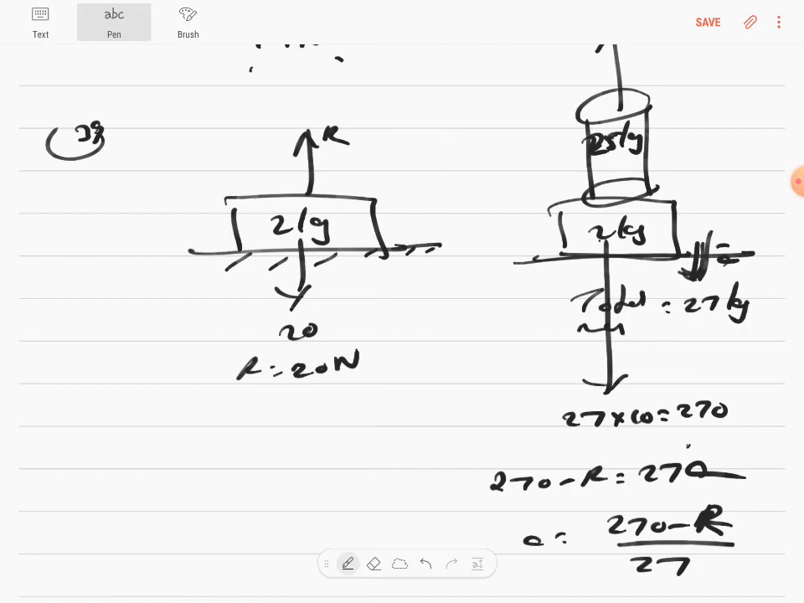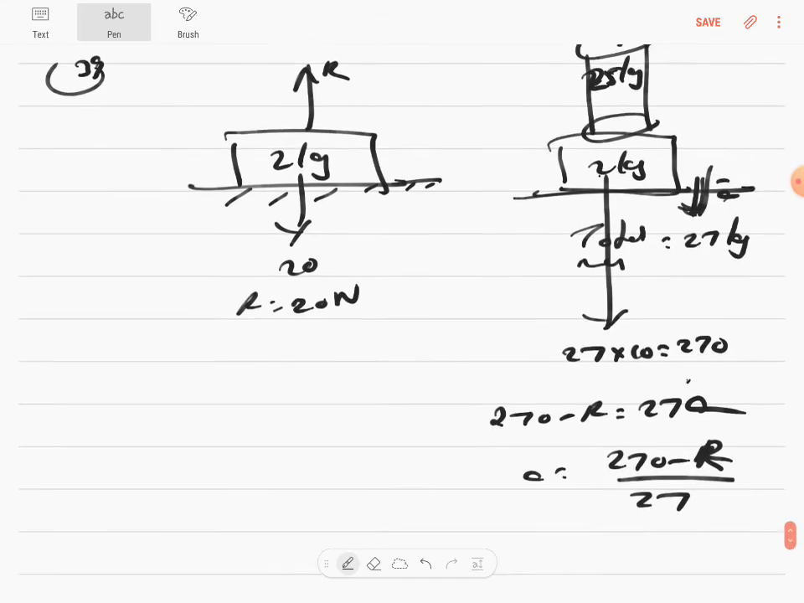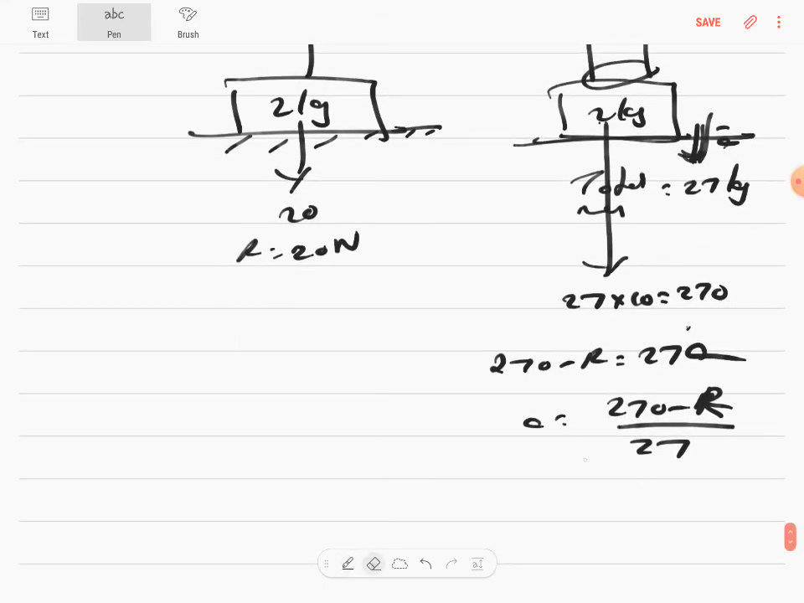Okay, let's see what the question is and try to understand. So I did 27 plus 2 into 10, and I found that 270 newtons is the downward force. Yeah, and the normal reaction is R dash. Based on how much weight you are putting on the ground, the normal reaction is also going to increase. I have a problem here, correct? Yes. So I have to think about this, okay?